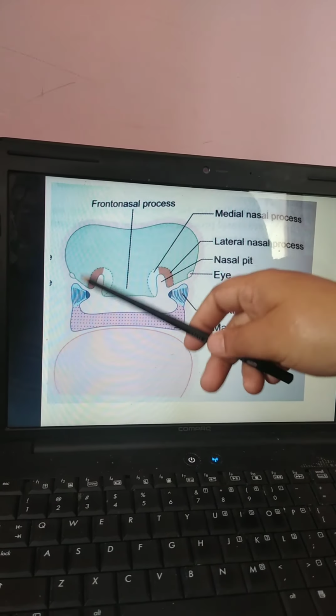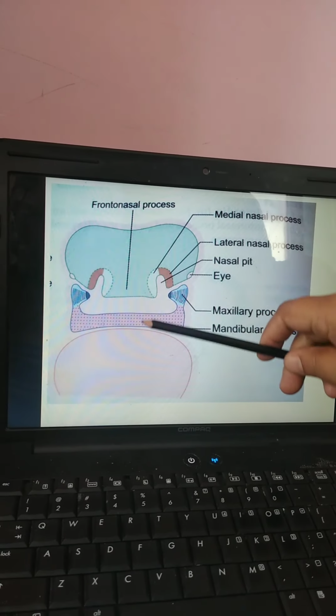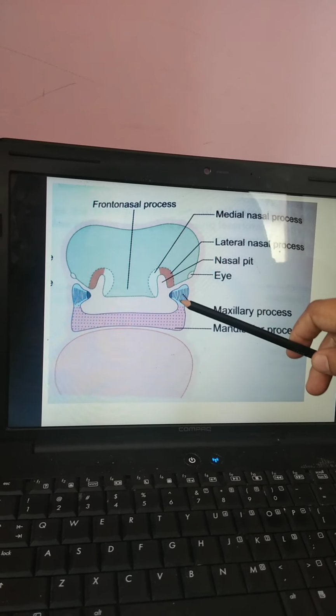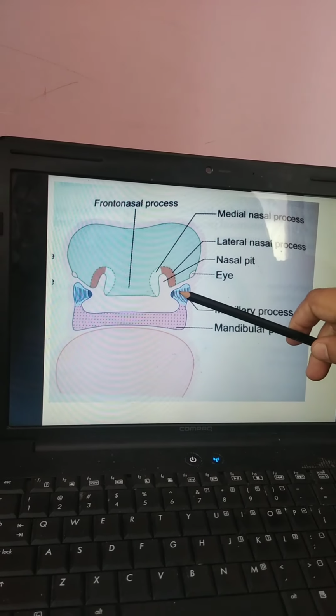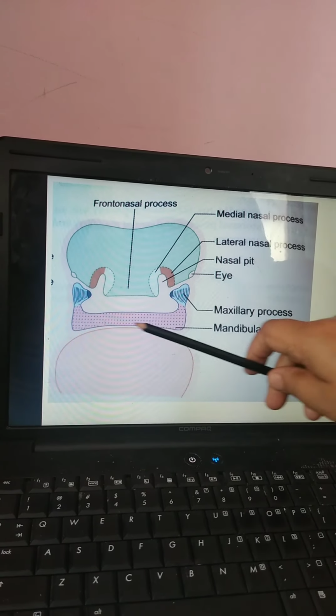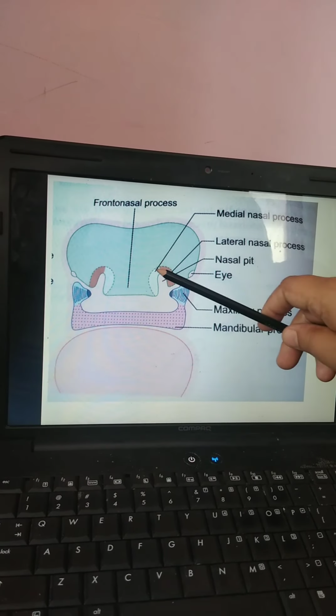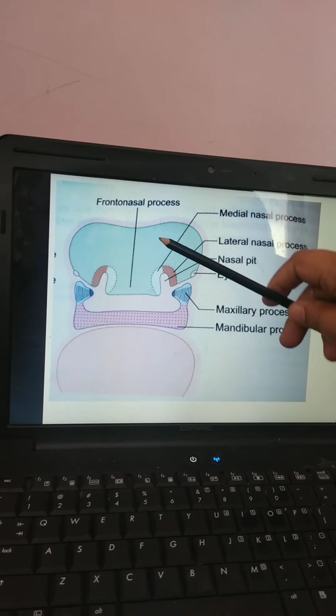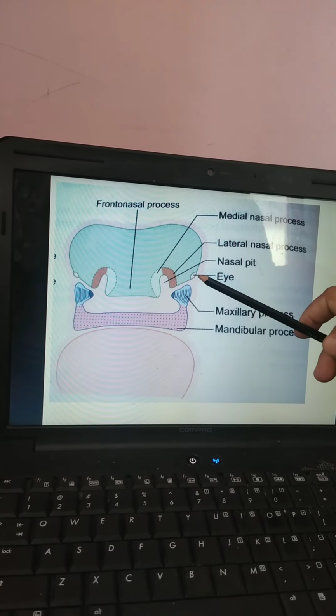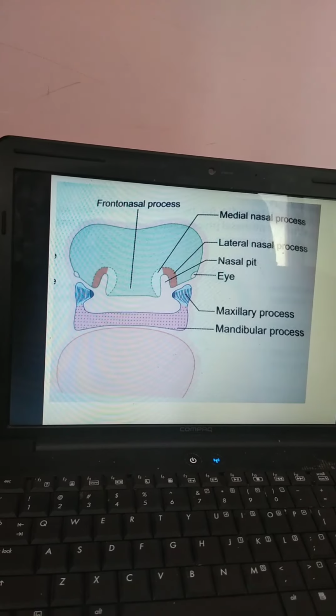So roughly we can say the development of the face is as follows. This maxillary process forms the upper jaw and the cheeks, and the mandibular process forms the lower jaw and lower lip. This is the nasal pit, it forms the nasal cavity, and this lens placode forms the eyes.